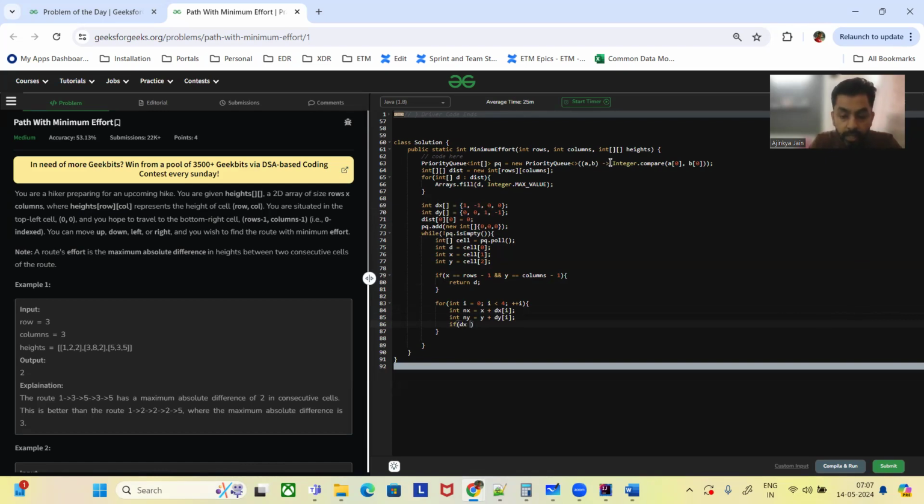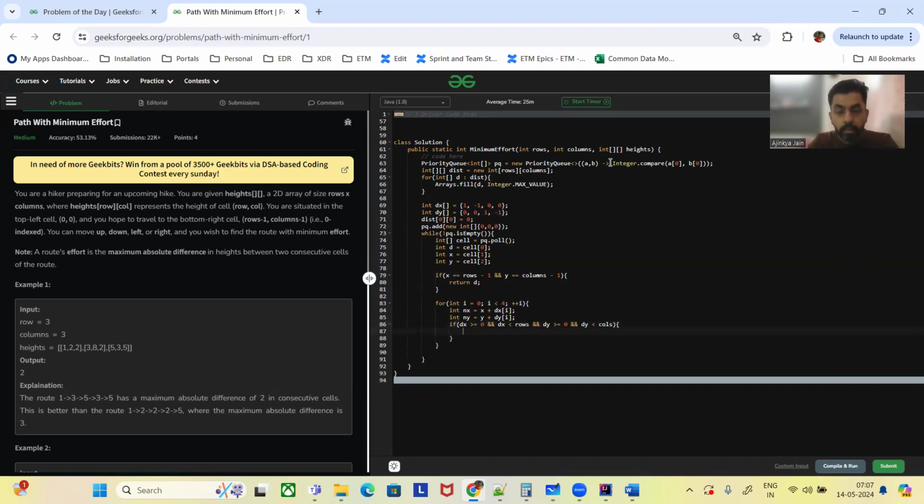So you have to check nx should be greater than or equal to 0 and it should be less than rows, and ny should be greater than or equal to 0 and ny should be less than columns. If that is the case, then we're going to calculate the difference, for example NDF. NDF equal to math.max of math.abs, take the absolute.